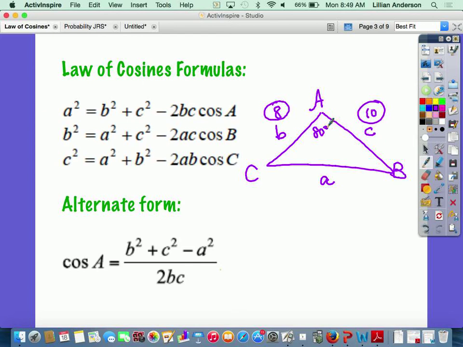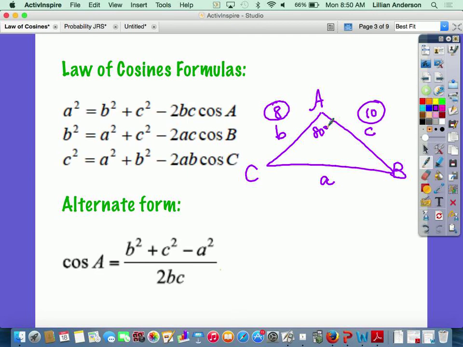Now the alternate form is basically these top formulas rewritten to find an angle, okay? Like if I wanted to solve for the cosine of A, I would have to subtract b squared, subtract c squared, divide by a negative 2bc, and it basically gives you this formula, okay? So the alternate form is just this top formula rewritten so that you can find an angle, okay? Now, say you don't remember this formula, well, if you plug everything into the top formulas, you can always solve respectively, okay?